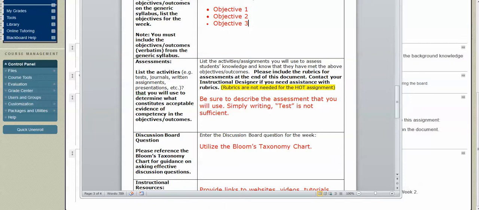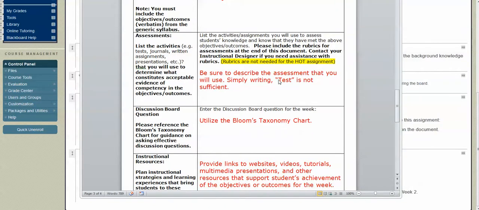Next, we'll look at and describe the assessments that you'll use to determine acceptable evidence of competency in the objectives or outcomes. Be sure to describe the assessment that you will use. Simply writing test is not sufficient. Think about describing the assessment in terms that will refer it back to the objectives. And assessments might include written essays or research papers, projects, presentations. And think back to the section on authentic assessment in this week's readings for ideas as well.